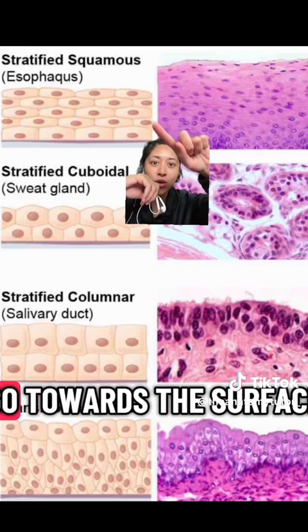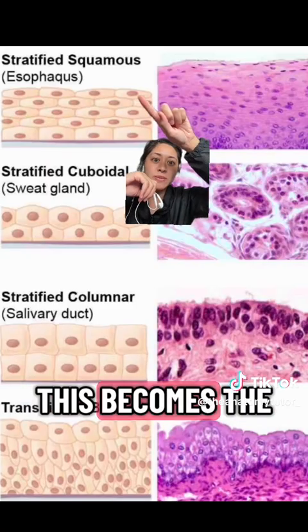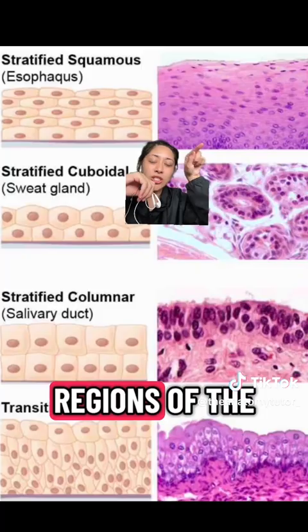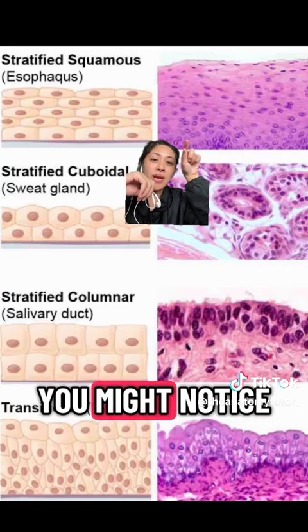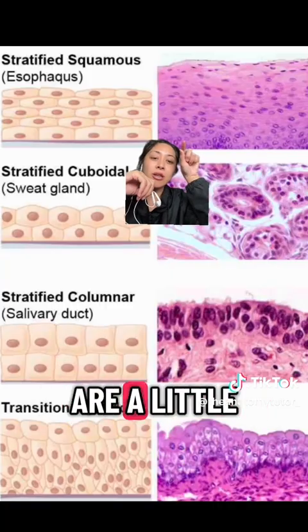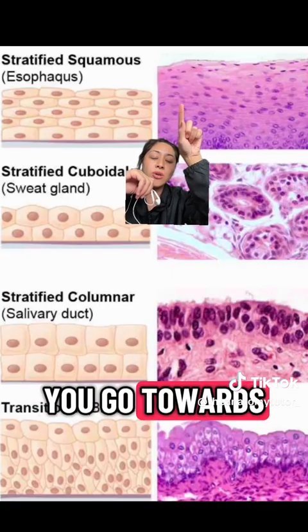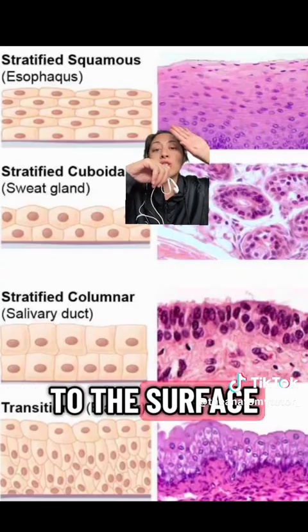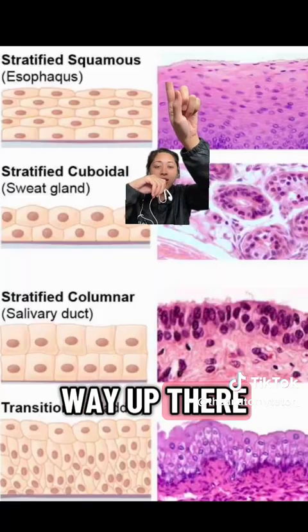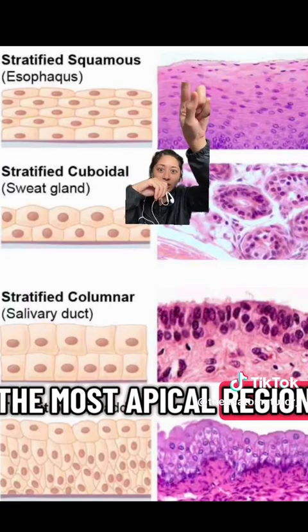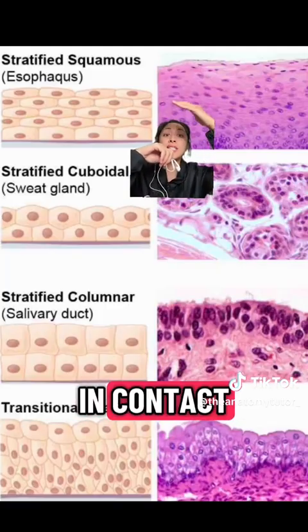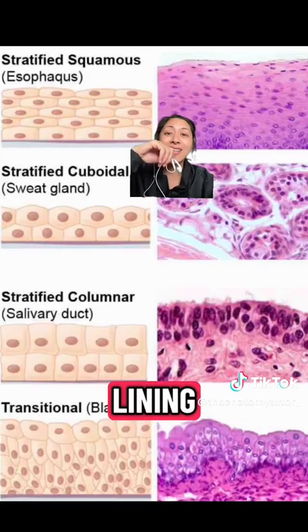Now, as you see on this picture, I'll show you right over here, this is the basal region, and then as you go towards the surface, this becomes the apical region. And likewise over here, these are the basal regions of the squamous cells. You might notice that the nuclei are a little bit bigger, and then as you go towards the surface, they start to thin out because essentially they're getting squished up to the surface. And all the way up there, that's going to be the most apical region, and that's where the food particles would actually come in contact with that epithelial lining.